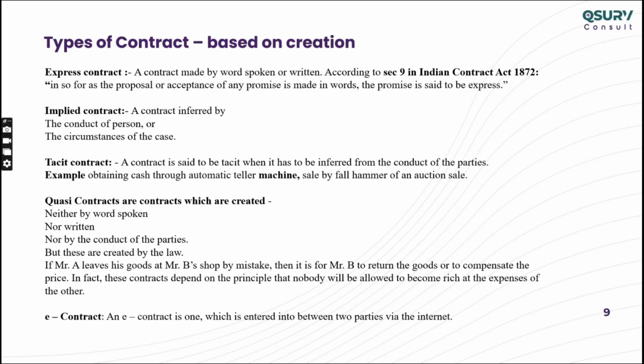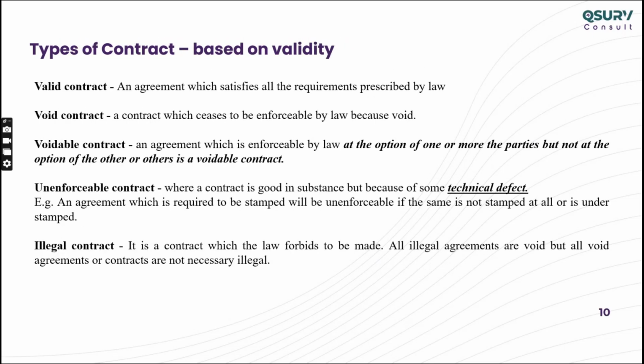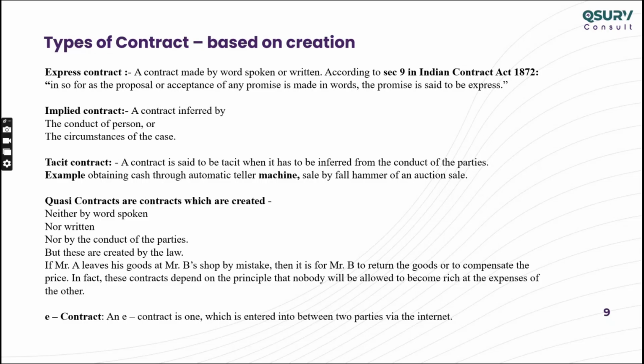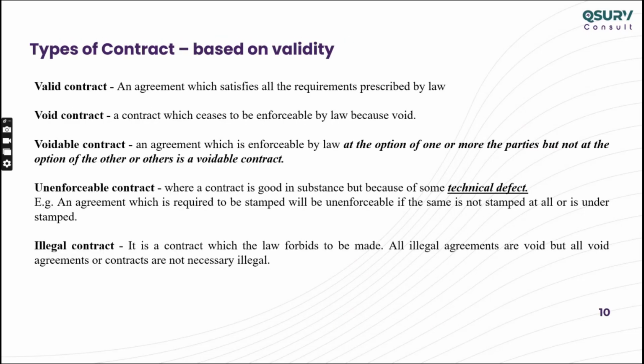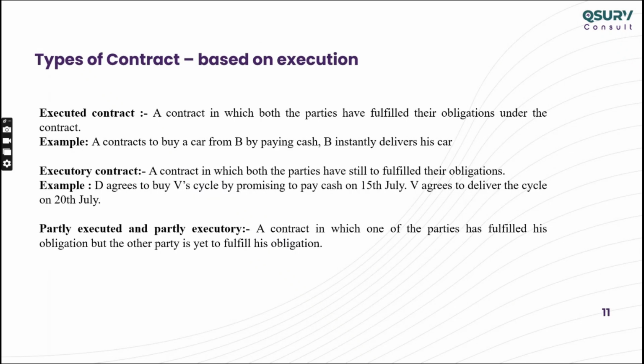Based on creation, it is classified into 5 types: express, implied, tacit, and quasi contract. These 5 terms are very important, because you will come across this issue in the post contract also. Whereas on validity, you can understand it in the very beginning. When you check the elements of the contract, you can say it's valid, void, voidable, illegal, or whatever. You can decide at that stage and take a decision also.